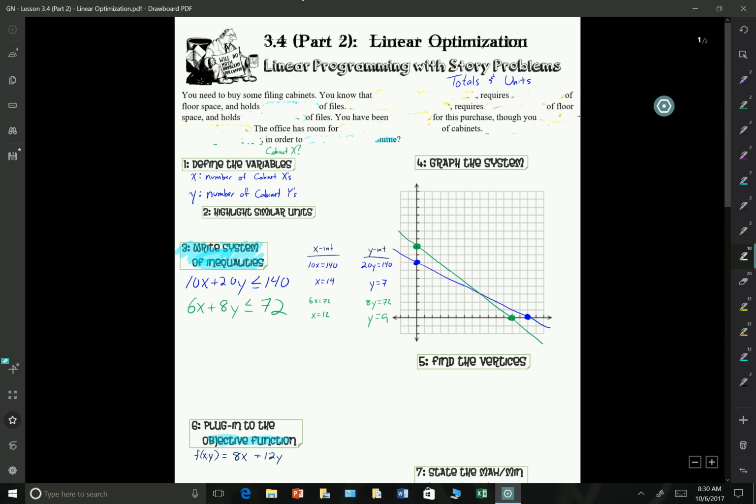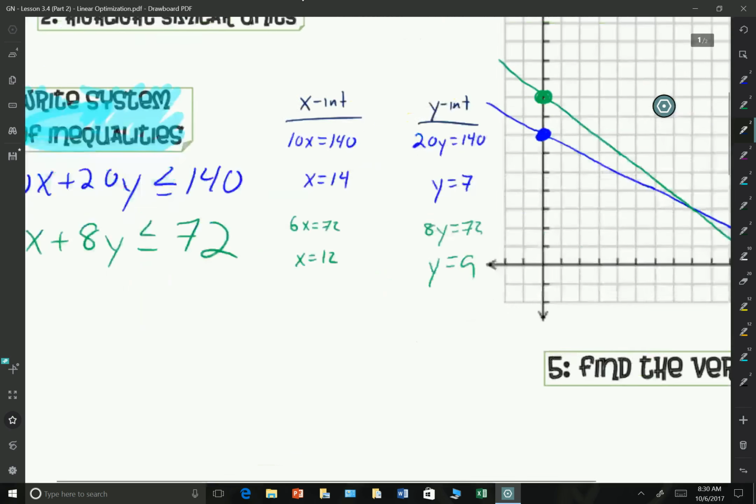So the problem says, now you need to buy some filing cabinets. You know that each requires floor space and holds files. You have a budget for this purchase, though the office has room for only so many cabinets. Do we have any more units or totals? No. So we're done. Kind of. You're missing 2. What do you mean, X and Y? Say it louder.